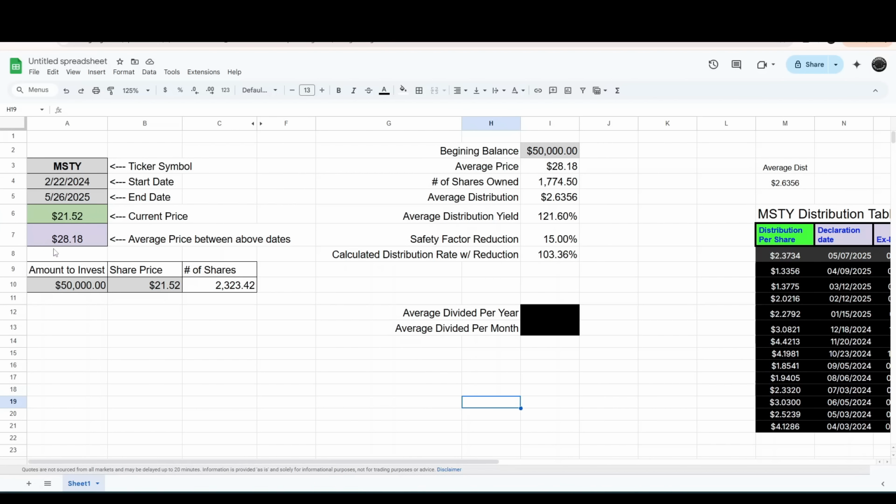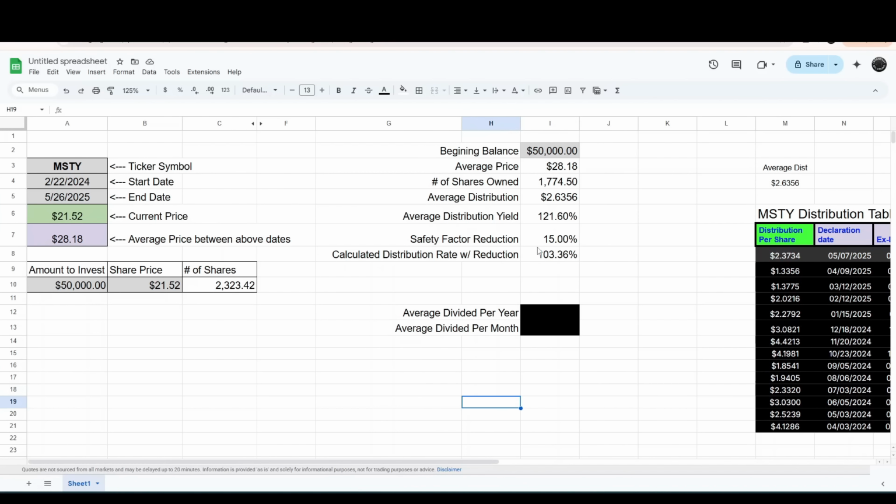Then I've got a little table at the bottom where you can just enter in the amount that you want to invest. You can enter in a share price and it'll kick out how many shares you would get for that amount. That's a pretty simple little calculation: it's just the amount divided by the share price of the stock.